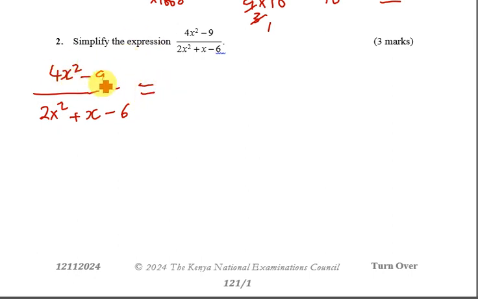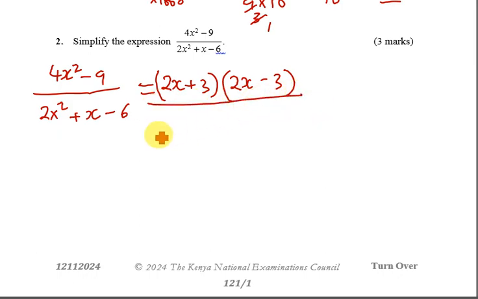If you look at the number that we have here, this one is a difference of two squares. So instead of writing 4x squared minus 9, you can have it as 2x plus 3 and 2x minus 3. If you open the bracket, you will go back to what we had initially. So all of this divided by 2x squared plus x minus 6.